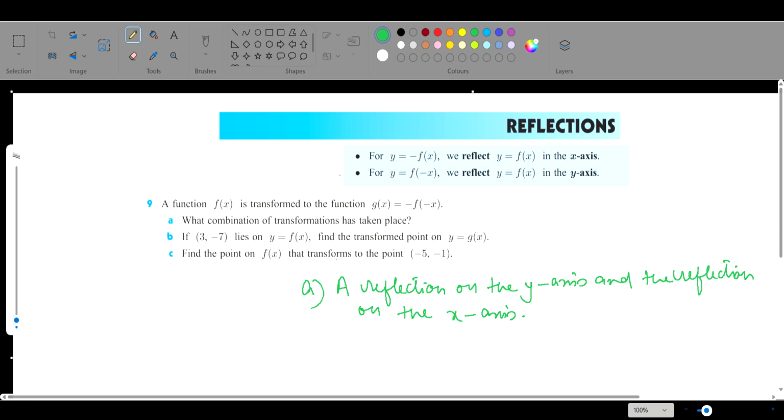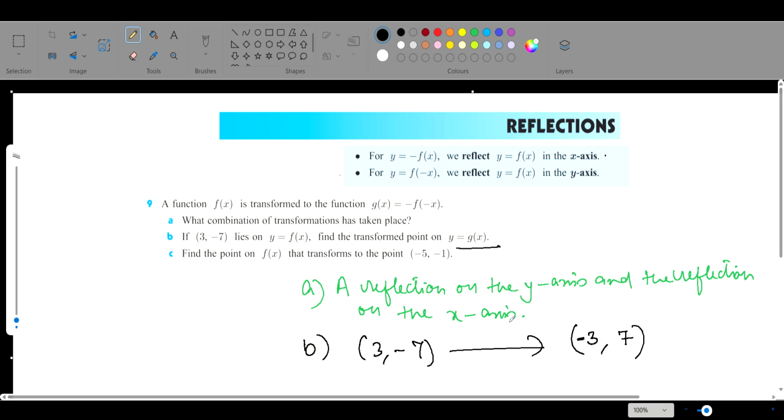Now if (3, minus 7) lies on y is equal to f(x), then find the transform on g(x). So what will happen to (3, minus 7)? It's both transformations, I mean. So 3 becomes minus 3 and minus 7 becomes positive 7.